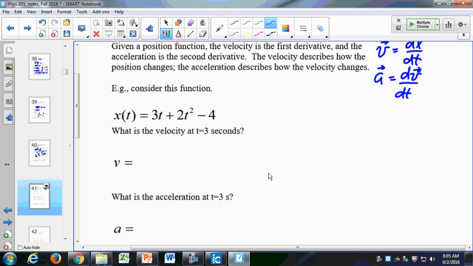I'll just remind you that if I have a function a t to the n, the derivative d dt is going to be n times a times t to the n minus 1. All right. So what is the velocity at t equals 3 seconds? And then what is the acceleration at t equals 3 seconds?